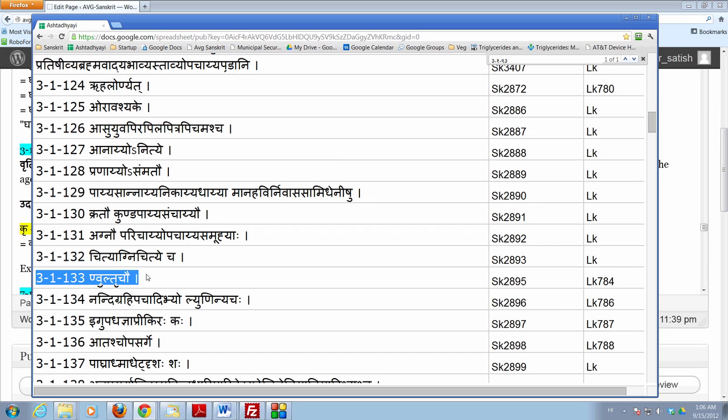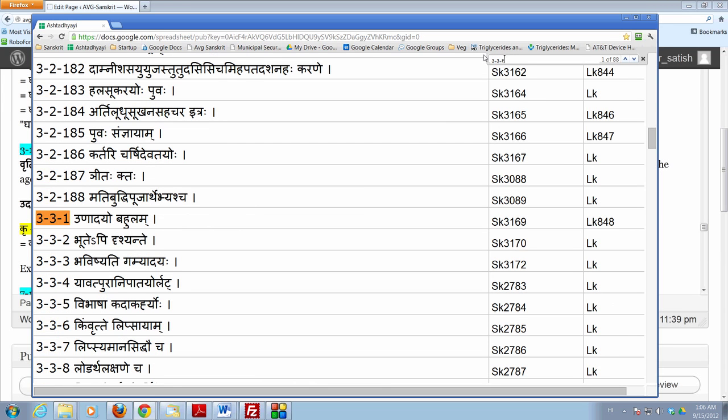Then after that comes 3.3.1 Unadayo Bahulam. That is the third section, so to speak, and that starts the Uttara Krudanta Prakaranam, and within that the Unadi Pratyaha are treated separately because they are like an appendix to the Ashtadhyayi. Then of course the fourth part is the remaining part from 3.3.2 up to the end of chapter 3. That's what is called the Uttara Krudanta Prakaranam.